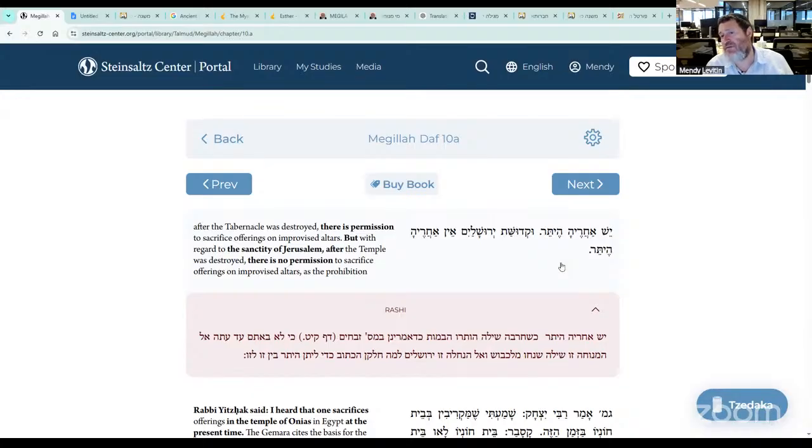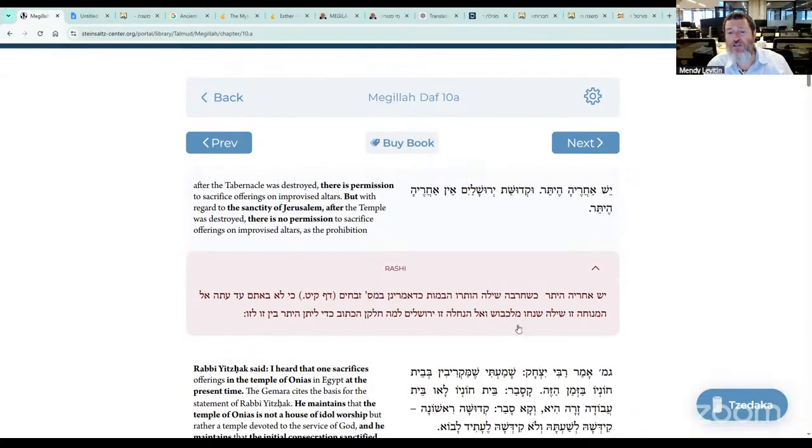Our Mishnah says something's clear. Once Jerusalem was set up, that is the place of sacrifice. One is not allowed to have a private sacrifice outside of Jerusalem. So let's see Rashi. Rashi says, Yesh Chereh Heter, Kishachar Shiloh.